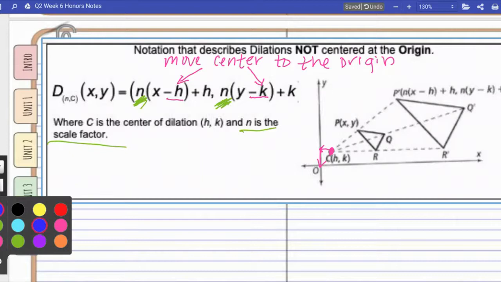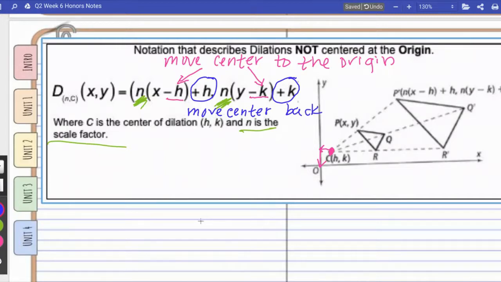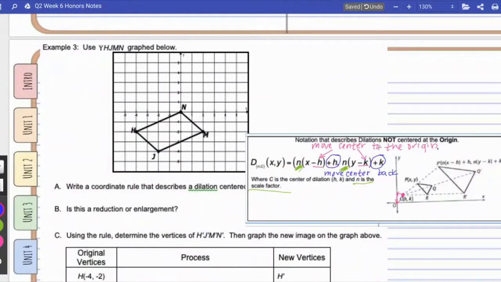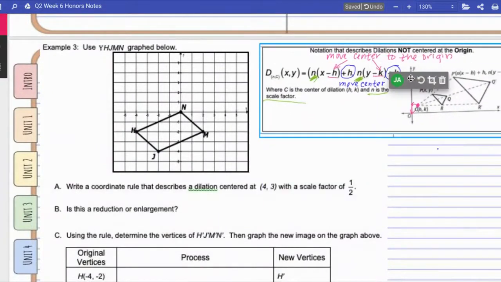And then once we're done, we have to take our shape and move it back to where it belongs. So we have to undo the moving of the center. So we have to move the center back. Even though the formula looks kind of crazy, it's really easy to use. So I wanted to bring the rule with us so we have it.